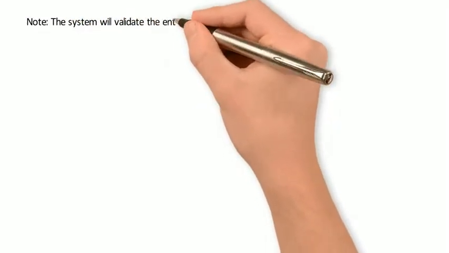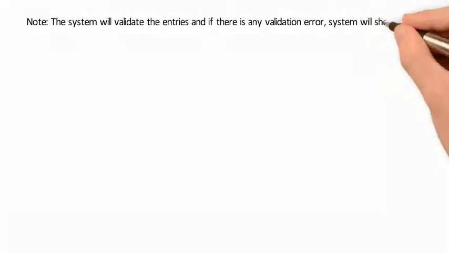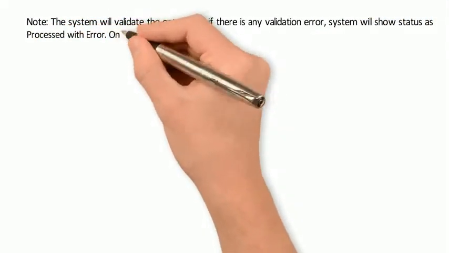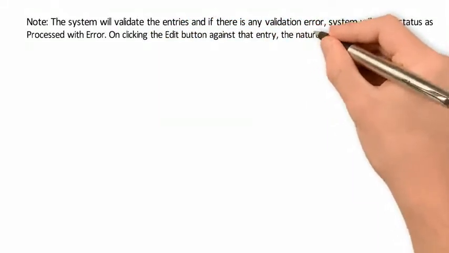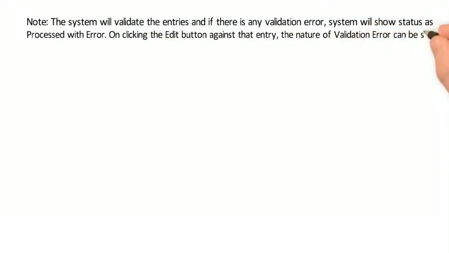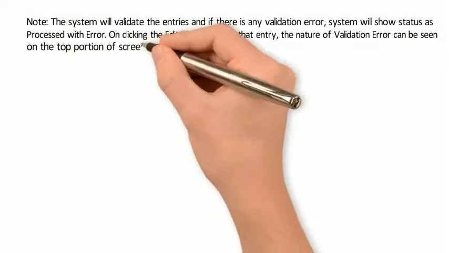Note: the system will validate the entries, and if there is any validation error, the system will show the status as processed with error. On clicking the Edit button against that entry, the nature of the validation error can be seen on the top portion of the screen. 22.